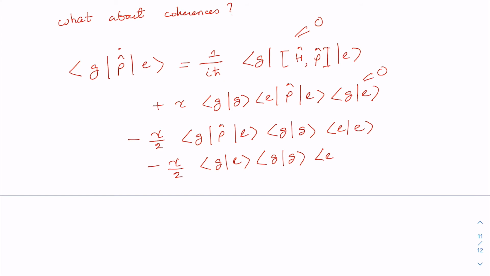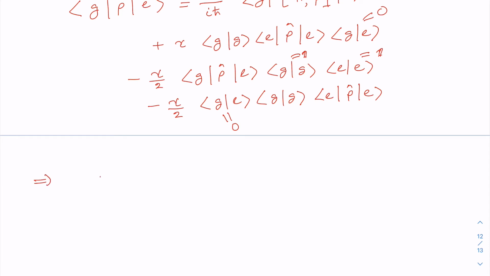You will get this, and again this term is going to be 0. This is identity 1, this is 1. So what will be left out? This means that the rate of change of this particular coherence term would be equal to minus gamma by 2 ρ_EG. Only this particular term will survive.